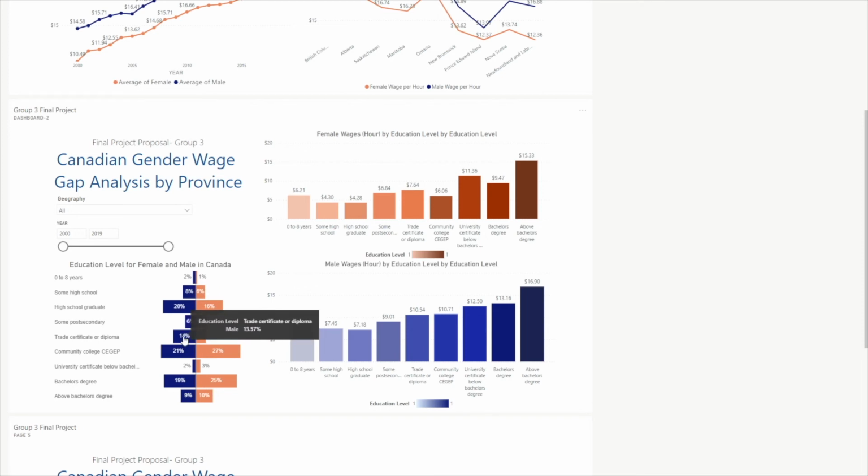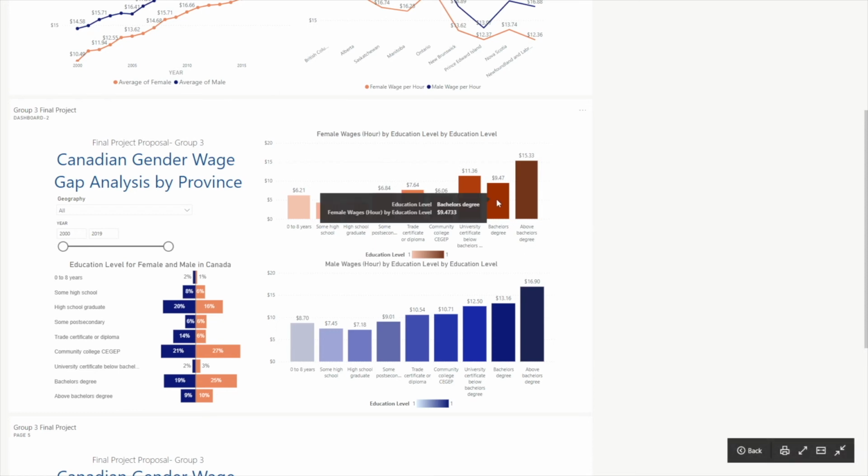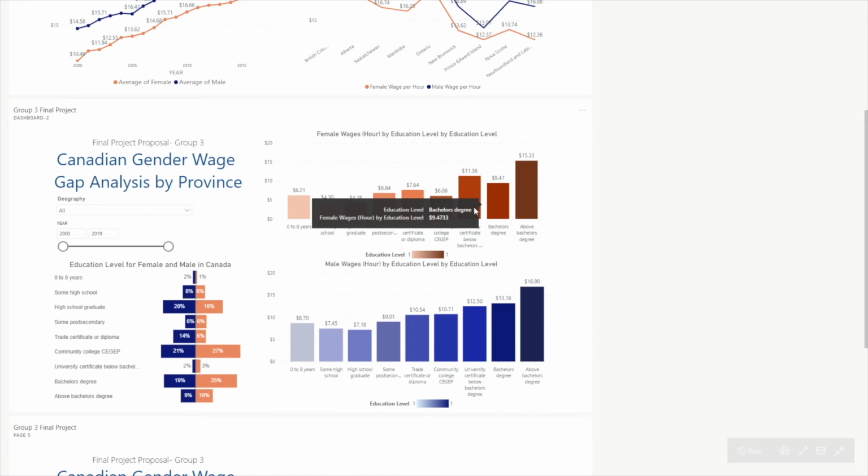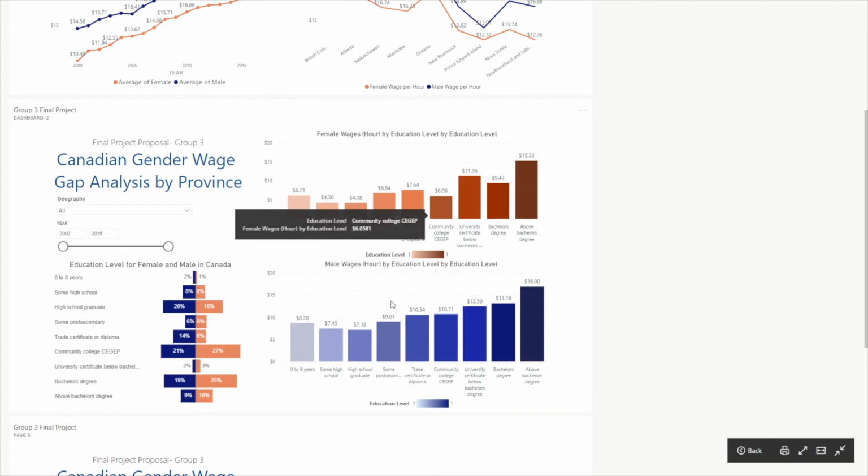The data also shows the disparity in wages when it comes to the level of education. For Canada overall, women holding bachelor degrees will receive an hourly wage equivalent to a male that has a trade certificate. And women with community college will actually earn less than a male that has unfinished high school graduation.